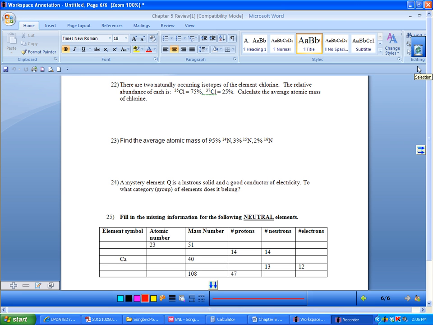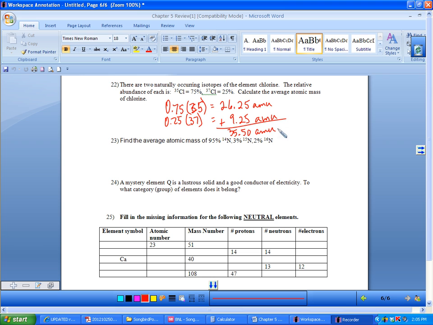Okay, 22 says there are two naturally occurring isotopes, and they want us to find the average atomic mass. So this is that weighted average I was talking about a while ago. So I'm going to take 0.75, change my percentage to a decimal, multiply by 35 for chlorine, 0.25 times 37 for this isotope of chlorine. When I multiply 0.75 times 35, I got 26.25 AMUs. And then I multiplied 0.25 times 37, and I got 9.25 AMUs. And I add those up, and I got 35.5 AMUs.